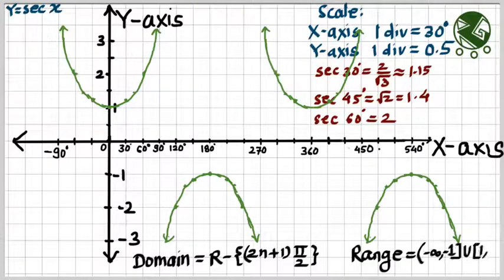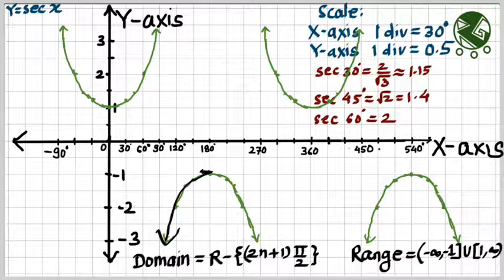Here the range is from minus infinity to minus 1 union 1 to infinity. As you can see, the graph goes here to infinity, but the value can come up to minus 1. The value can be minus 1, but not between minus 1 and 1. These are the forbidden values.